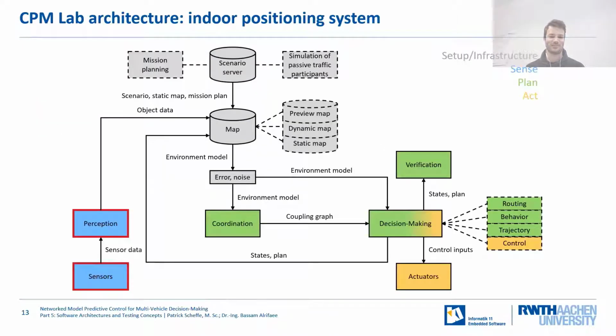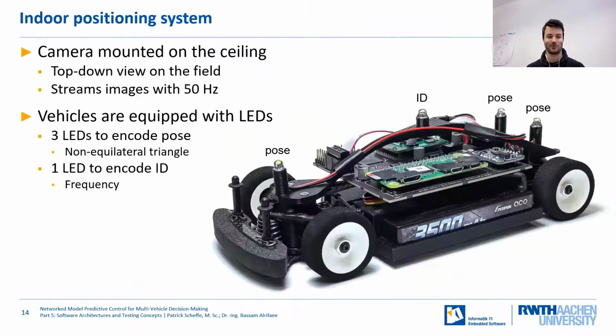I continue to the indoor positioning system. So now we're in the sense area of this architecture, and our perception is made up of 2 parts: one, the indoor positioning system, and 2, the sensors on the vehicles themselves. As I mentioned before, the camera in the positioning system is mounted above this driving area and streams images with 50 Hertz. So we have a new image every 20 milliseconds.